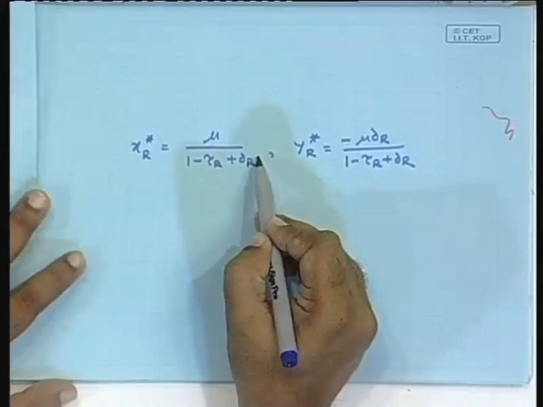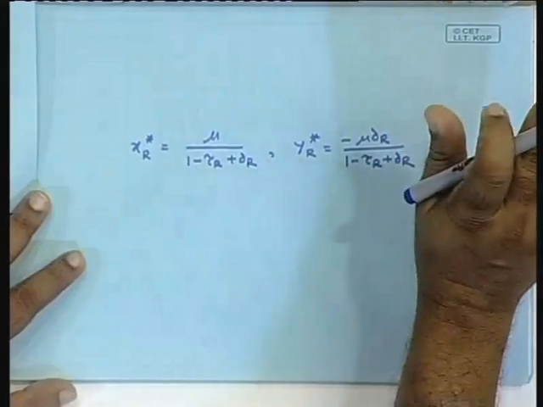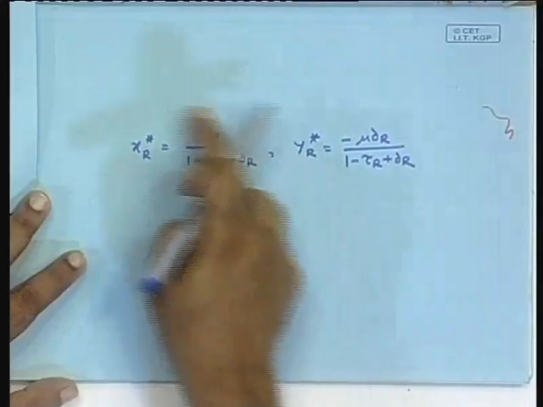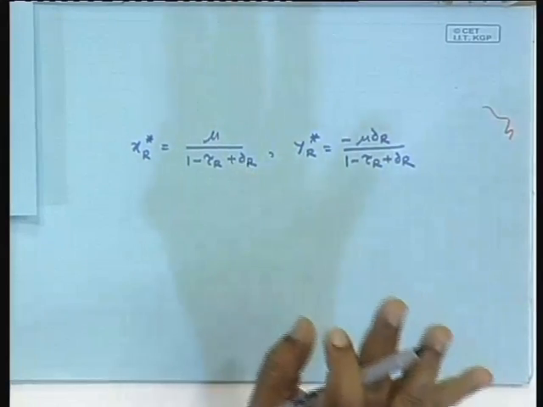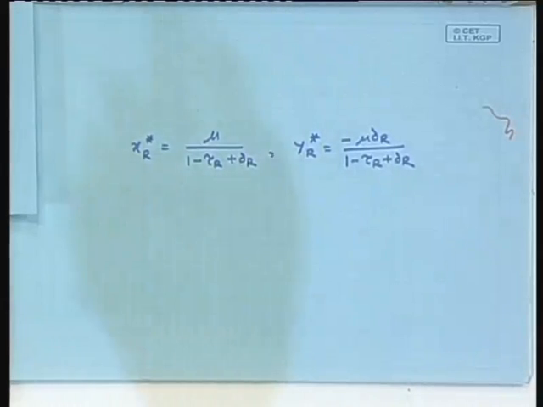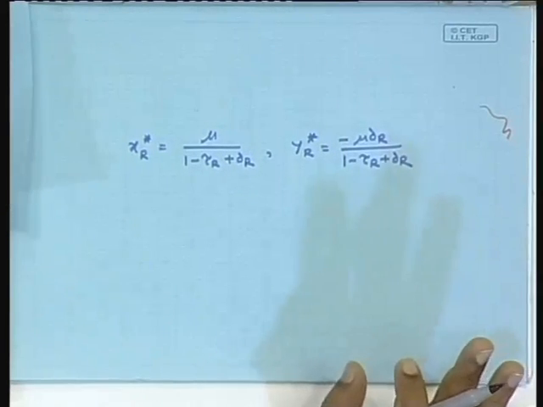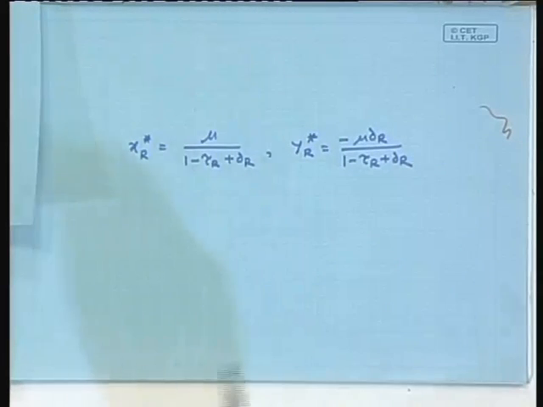Similarly, when this x R star quantity is positive, this fellow exists, it is real. If it comes to be negative, then it is virtual. Clear? That is one important character of the map.